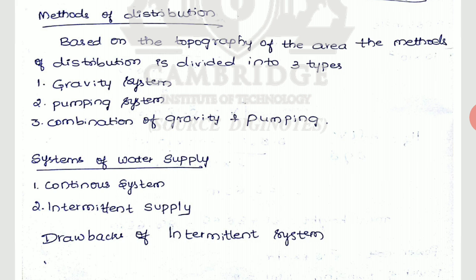Guys, you know that the water supply is a big task for civil engineers because there are 4 steps in water supply. The first step is water drawing, second is water treatment, third one is the water collection, and the fourth is the distribution.